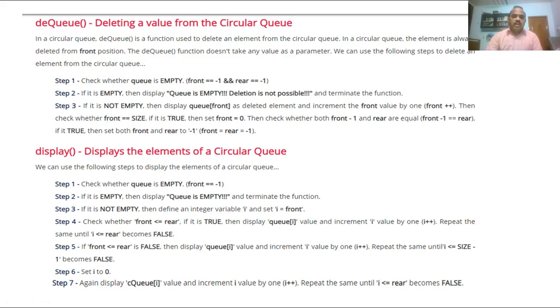This is a display method to display all elements from the queue. Yesterday we discussed up to here. Then today I want to show one animation.